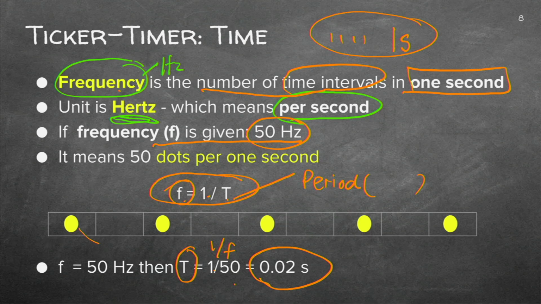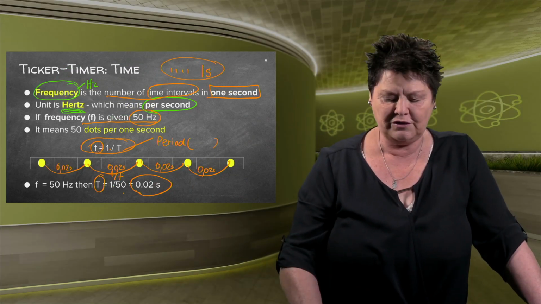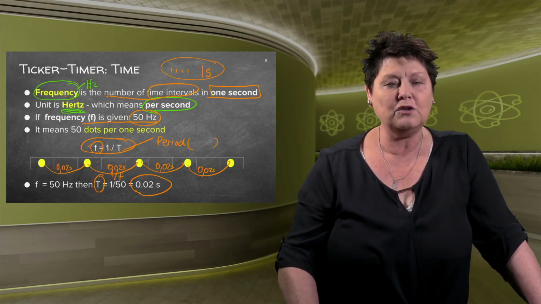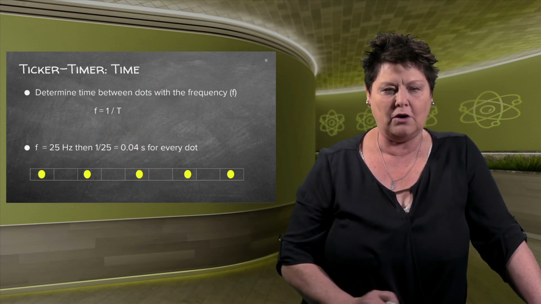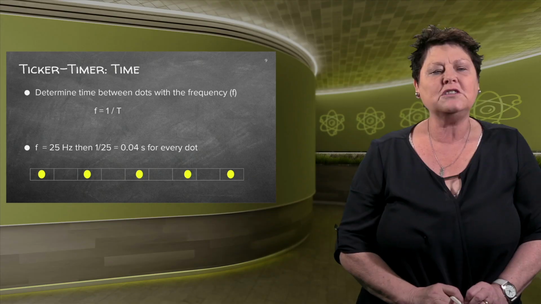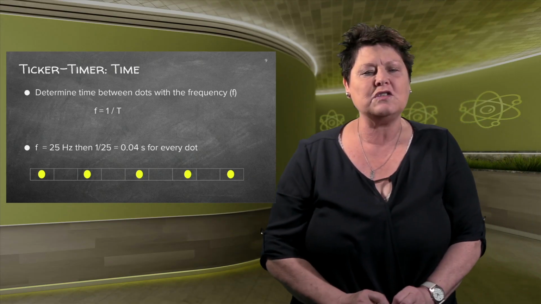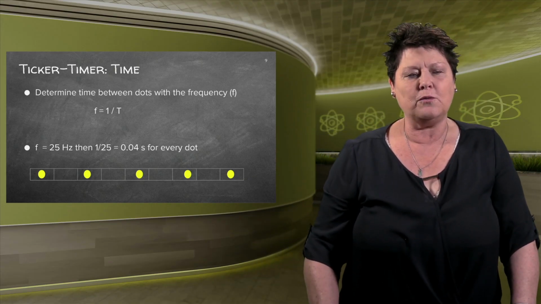So I know now that it was 0.02 seconds, 0.02 seconds, 0.02 seconds, and 0.02 seconds. It's not that difficult. You just have to think how and what do they ask and how do I get to my answer. Now they ask me how many dots with that specific frequency.